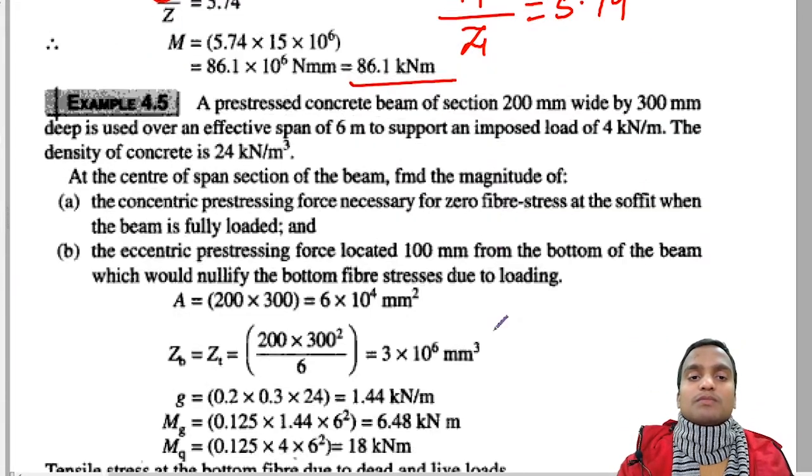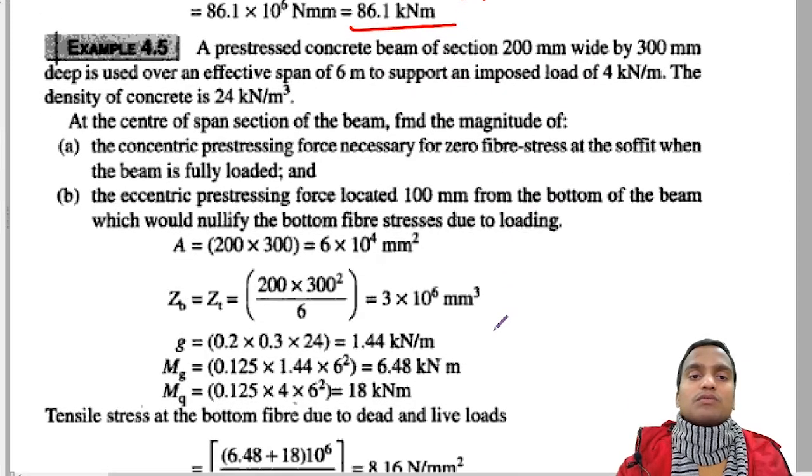One very last problem here on the pre-analysis of pre-stressed concrete, again we are taking a symmetrical section. This is a concrete beam of section 200 mm wide and 300 mm deep, used over an effective span length of 6 meter to support an imposed live load of magnitude 4 kilonewton per meter. Density of concrete is given. Now, at the center of the span, find the magnitude of concentric pre-stressing force necessary for zero fiber stress at the soffit when the beam is fully loaded.